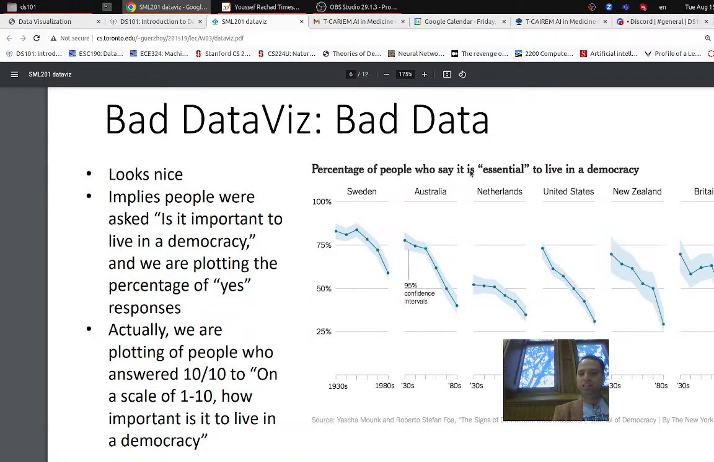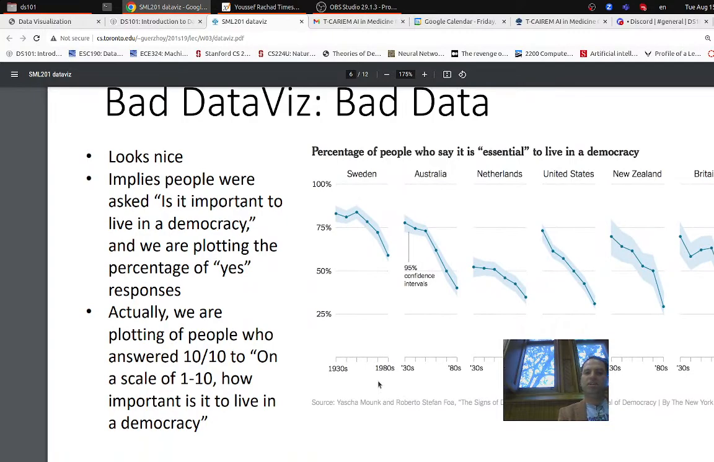What you see here, at least the way it appears in the New York Times, in this screenshot, is that the percentage goes down everywhere from the 80s to the 30s. The story you get from this, if you just think about what it means, is that people are saying it's not that important to live in a democracy. But if you look at the original data, people were asked on a scale of 1 to 10 how important it is to live in a democracy. And this plots the percentage of people who said 10 out of 10, it's really important.